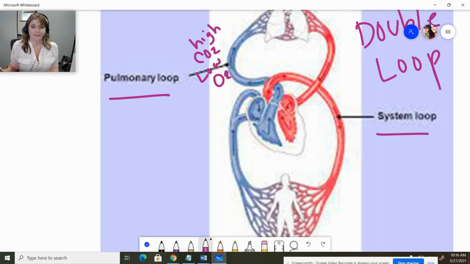So carbon dioxide is a waste product from cellular respiration, which we'll learn about coming up in the next unit. And oxygen we need to be able to do cellular respiration, so it's important to have. And so you have to make sure you get rid of the CO2 and you get more oxygen in. So this is coming from the body here.